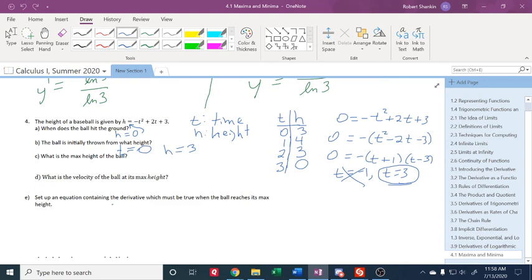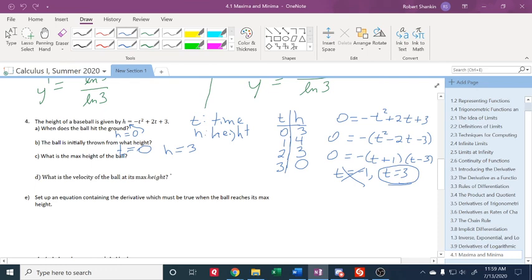All right, anybody need more time? So, what's the max height of the ball? We can look here, and it looks like it's 4. But what are other ways that we could figure out the max height of the ball? One of the ways is if we skipped C and went to D. What is the velocity of the ball at its max height?